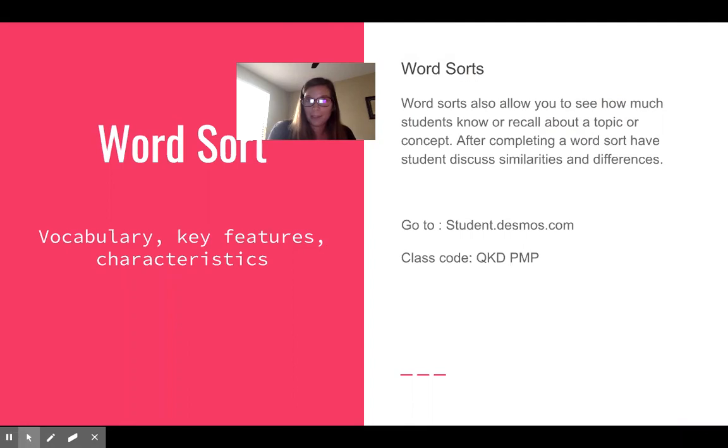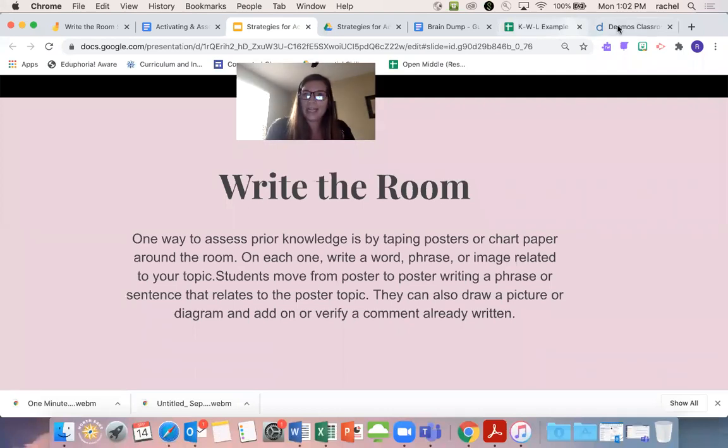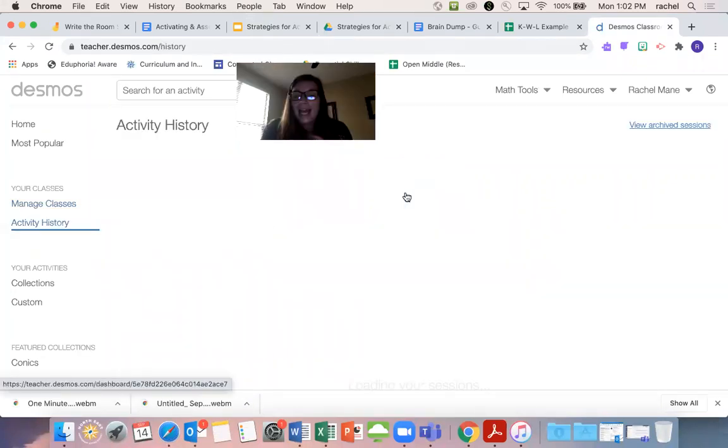You can do this in person with cardstock papers if you want to reuse them. But virtually, I created an activity in Desmos to do this also. And what's awesome about Desmos, and I'm going to show you that right now, is that you on the teacher side can view what the students have done or where they have been and how they sorted them.